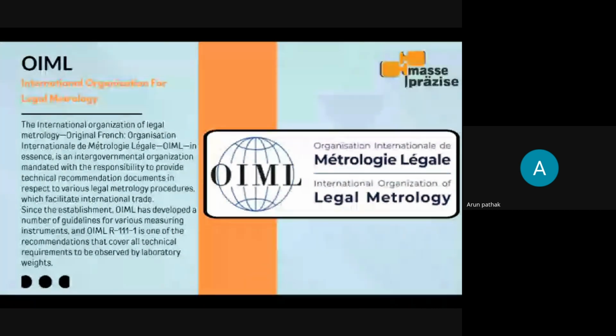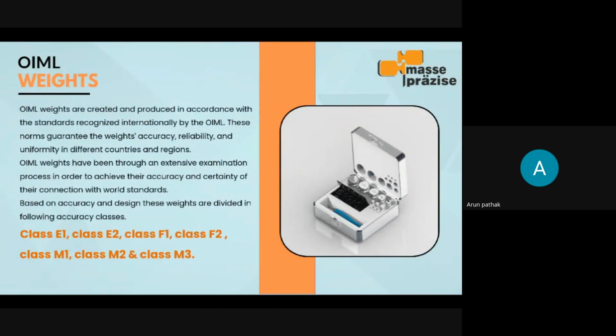OIML issued many technical recommendations, and OIML R111 is the primary recommendation for weights, and OIML R76 is the primary recommendation for weighing balances. Basically, OIML R111 and R76 come together because whenever we are using weights, automatically we are using the weighing balances. OIML R111 sets standards for MOC, material of composition, shape, design, material properties like density, surface roughness, magnetic properties, and maximum permissible error of the weights. So we have written in the standards the limits of acceptance for all these properties.